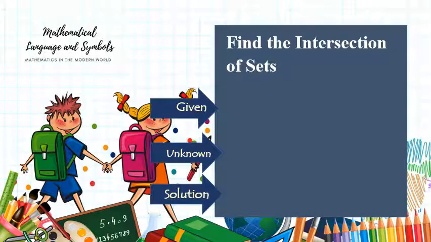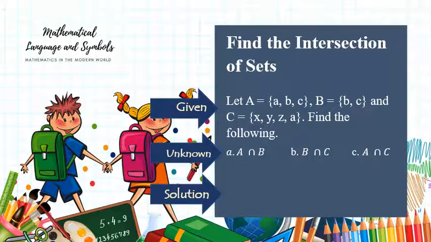Let's try to find the intersection of these sets. Let A equals {a, b, c}, B equals {b, c}, and set C equals {x, y, z, a}. Find the following. A ∩ B. Try to take note. The elements common to them are b and c. How about B ∩ C? Is there a common element? No, so I guess it is the empty set. How about A ∩ C? The common element is a, so A ∩ C is {a}.